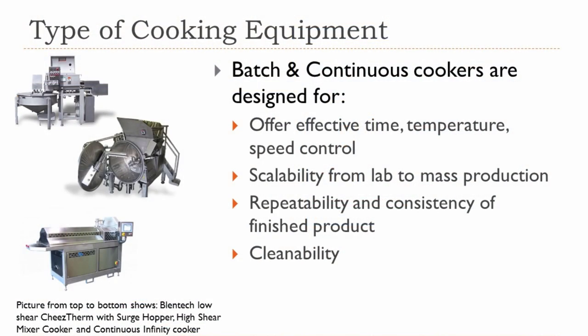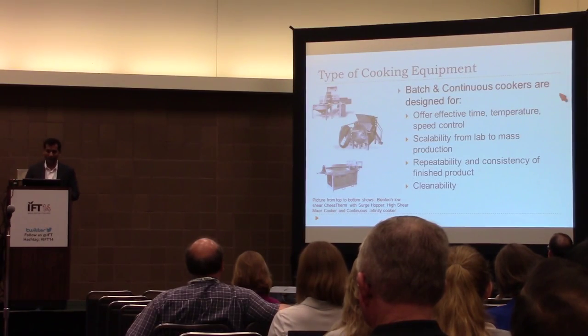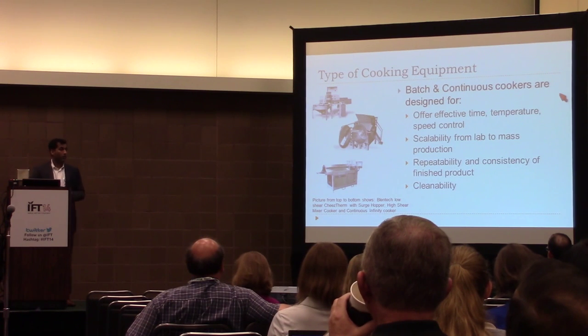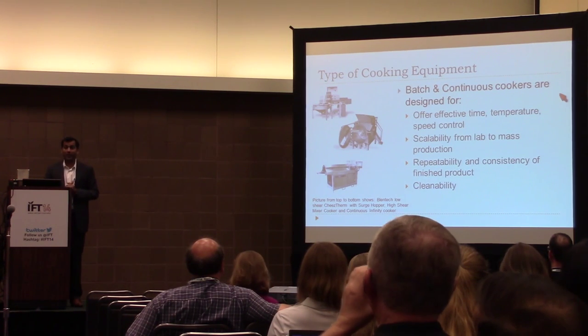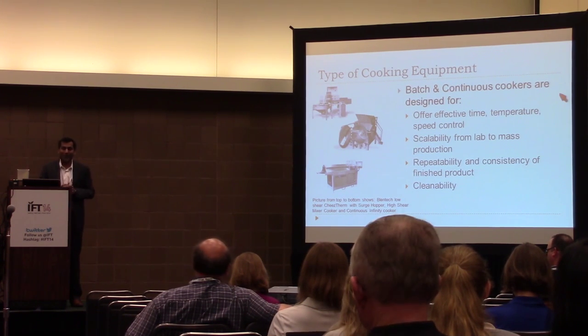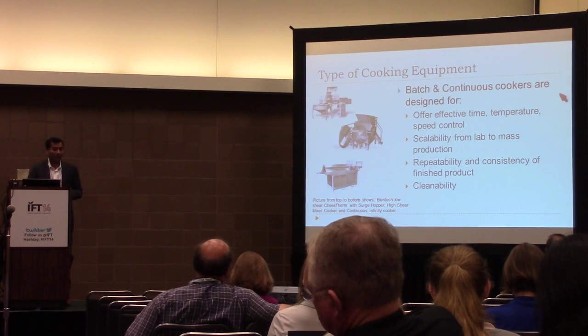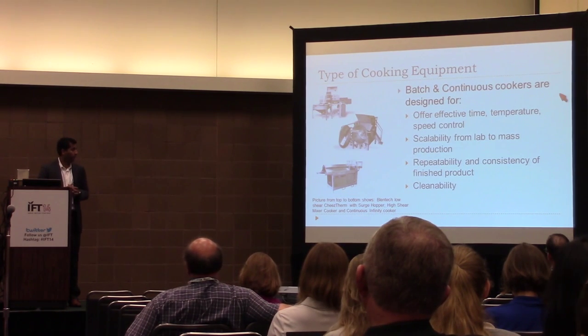Type of cooking equipment. We've got batch and continuous cookers. Batch cookers, and basically all of these cookers, are designed to handle product based on these three things which I just talked about: time, temperature, and agitation. If you can control that, you've got the right cooker for yourself. Scalability is one of the important things. Cookers can range from a small 5-10 pound lab unit to 500 pounds, 500 kilos, or 5,000 kilo machines, and multiple machines can be set in a batch continuous operation mode for mass production.